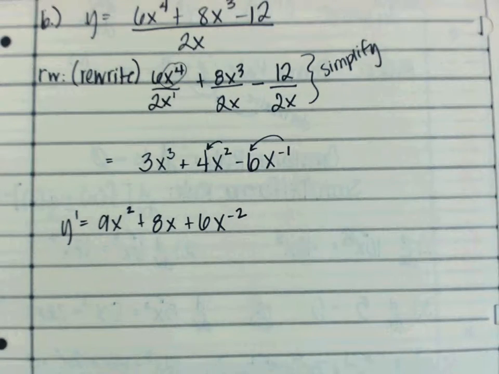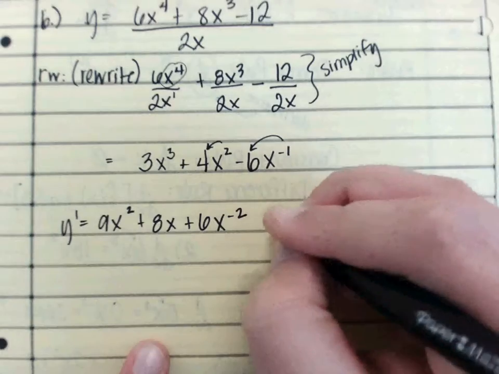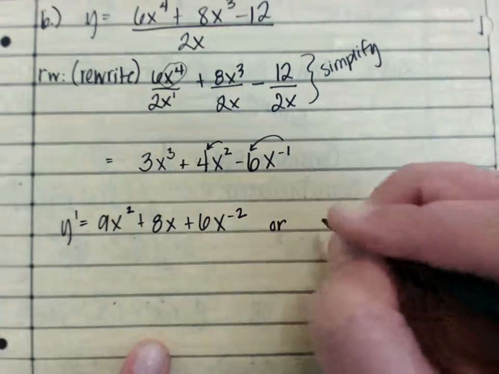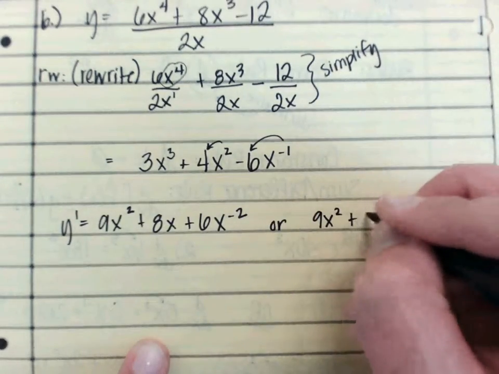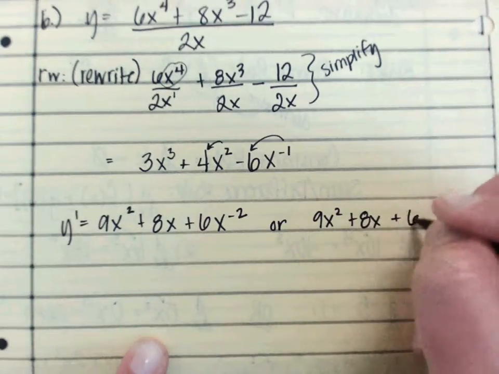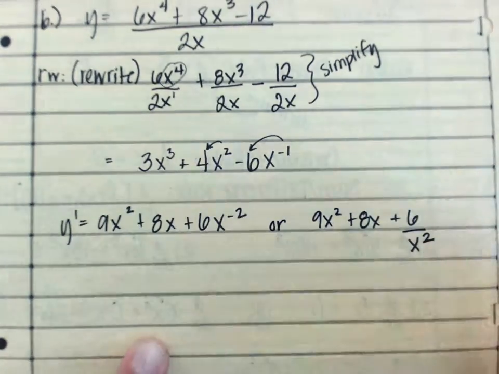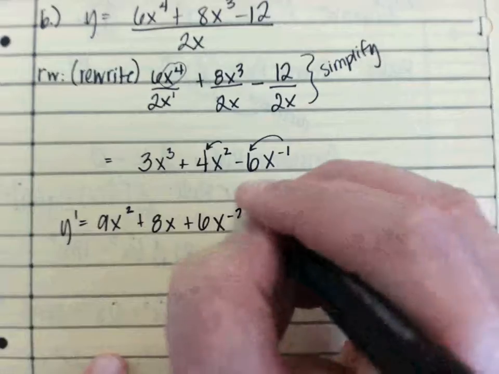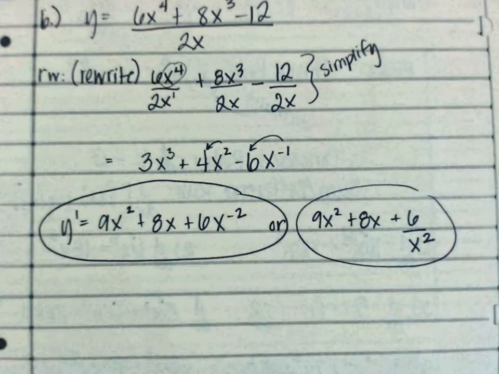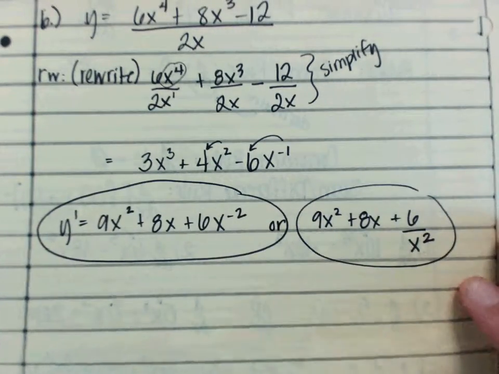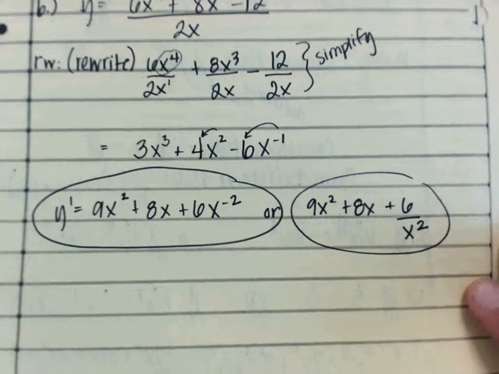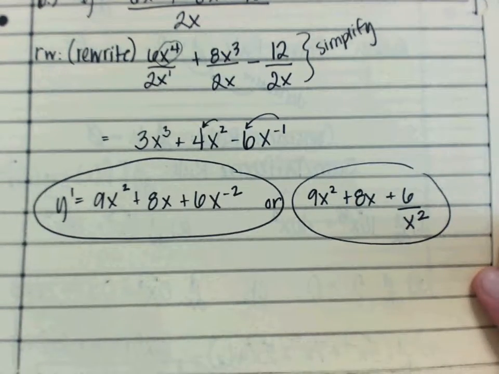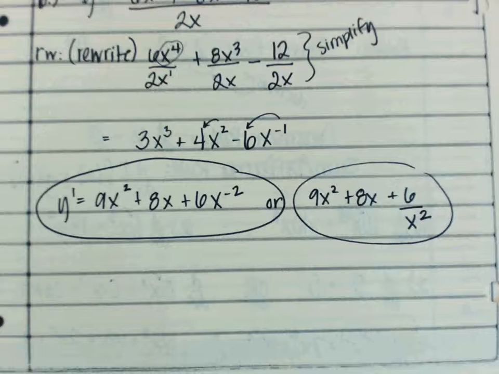Yeah? Okay, now, before we go on, I want you to rewrite that as a fraction. So that would be 9x squared plus 8x plus 6 over x squared. Okay, so you could write it in either form, but typically on the AP test they're not going to leave negative exponents, so you should get yourself used to that as well.